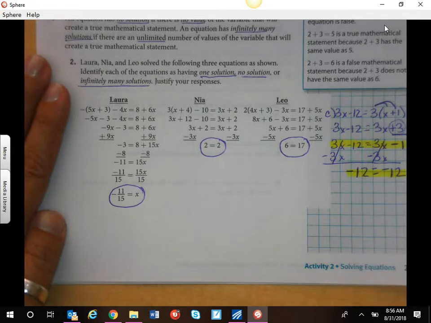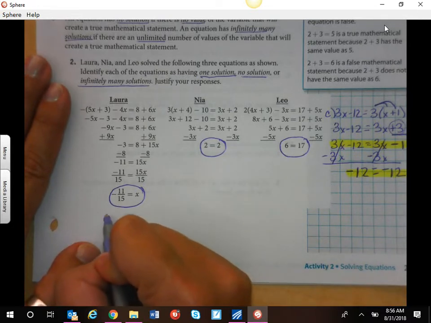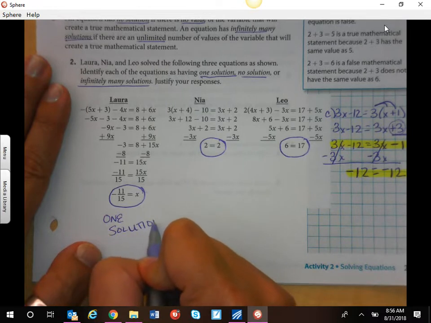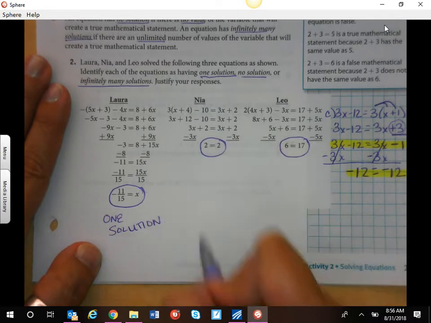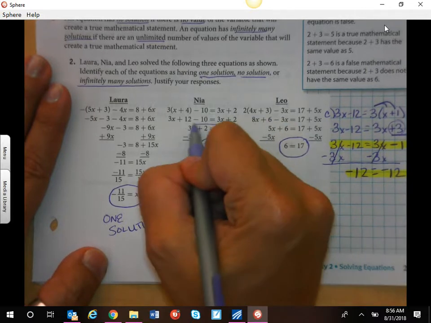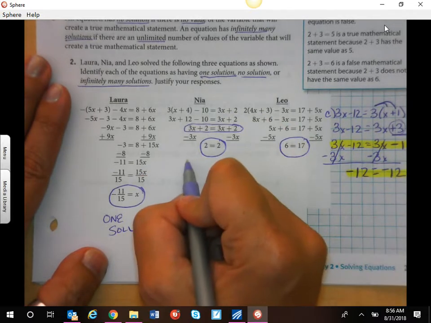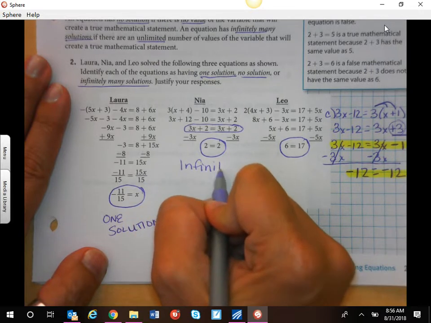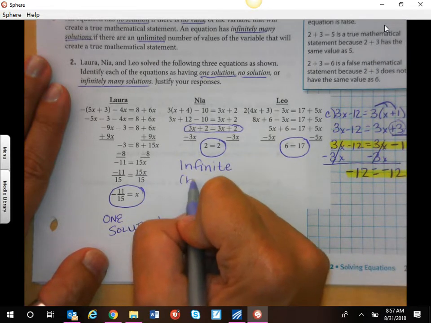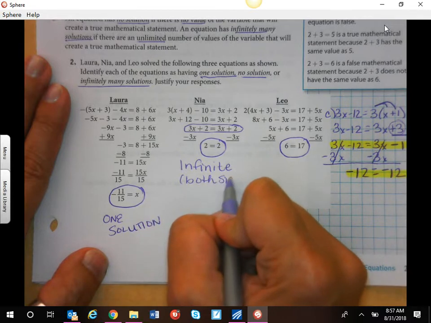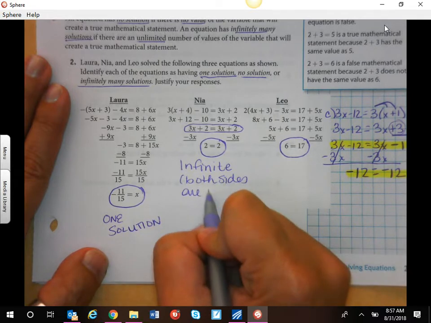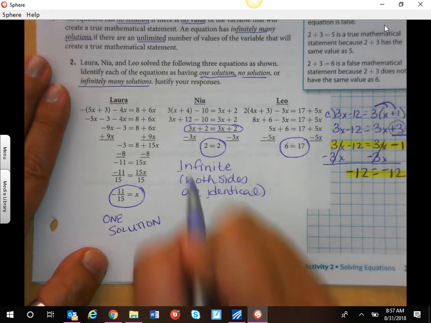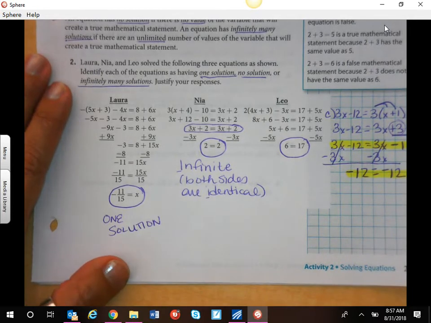So you should have said that Laura has one solution because it only equals one value. Here, it's identical. You can even look at the step above it. If it's identical, then it has infinite solutions. Again, make a note. Both sides are identical. And I use that word identical because it starts with an I and so does infinite, so it helps you remember that.